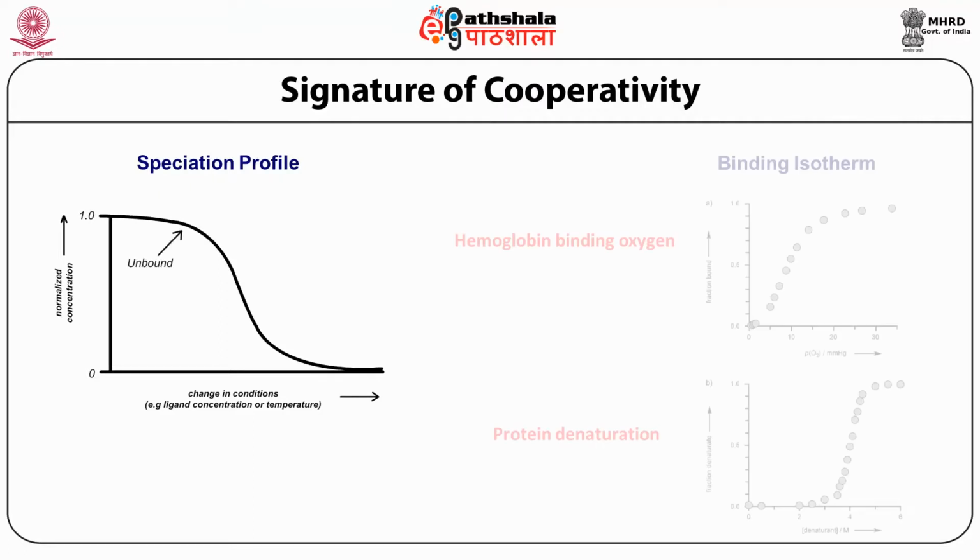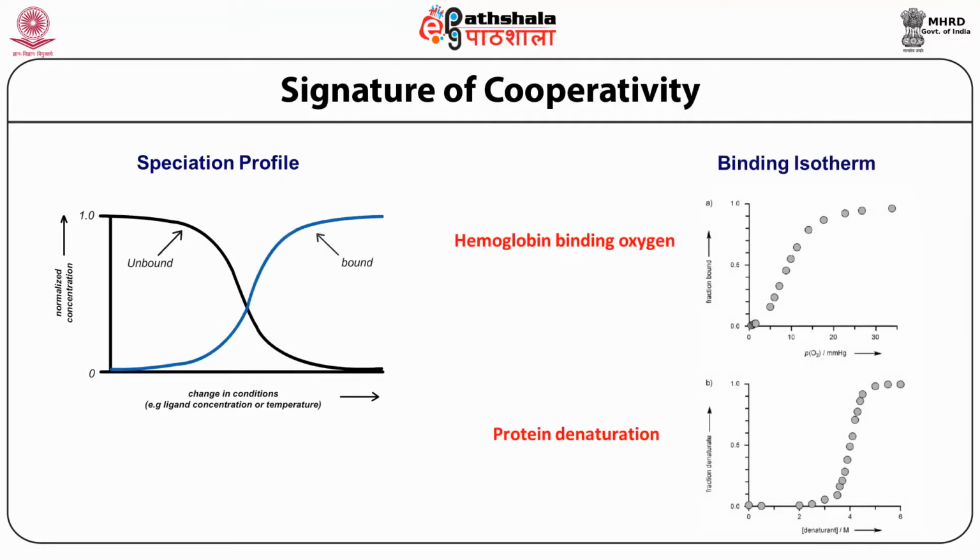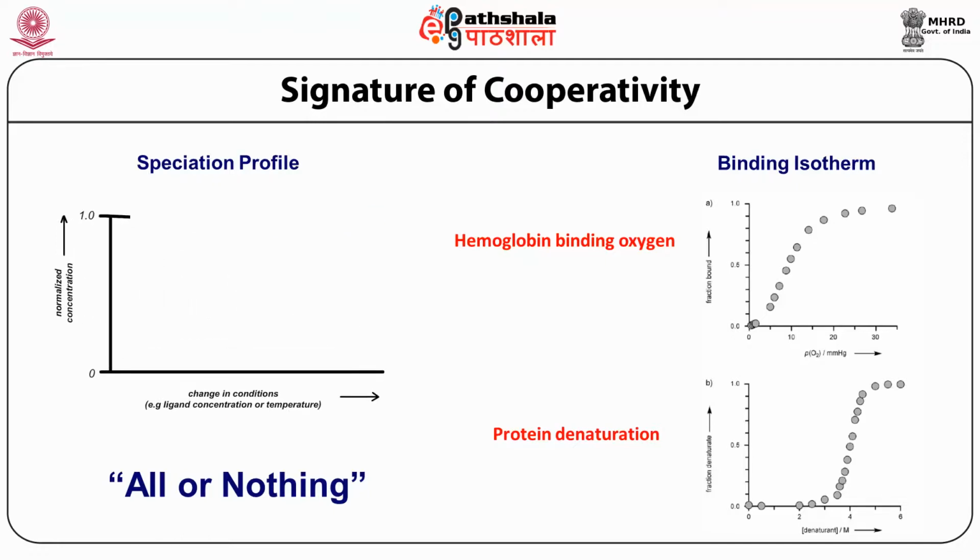When we look at the binding isotherm of hemoglobin binding oxygen, where we vary the pressure of oxygen and plot the fraction of oxygen bound to hemoglobin, we see it is a sigmoidal curve, and the transition is very sharp. And even in protein denaturation, when we take a denaturant and change its concentration, we see similar sharp transition behavior. So we can conclude that the main signature of cooperativity is that it is all or nothing, meaning all the molecules are in the bound state or none of the molecules are in the bound state.